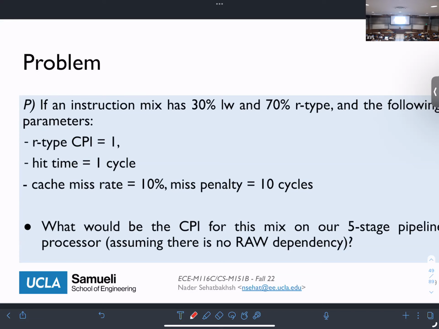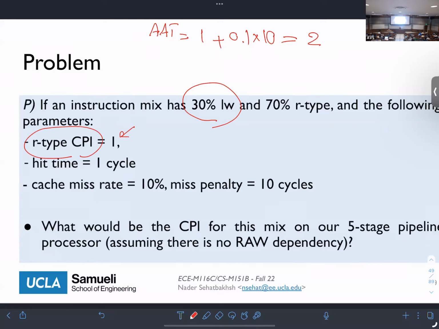All right, so what would be your average access time first? It would be your hit time, 1 cycle plus 0.10 as your miss rate times the miss penalty, which is 10. So your average access time is 2. So what this says is that whenever we have a load, I'm adding an additional cycle to our design.